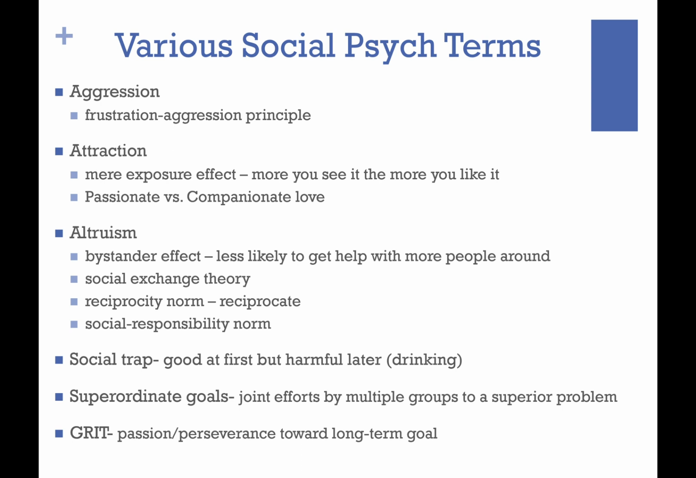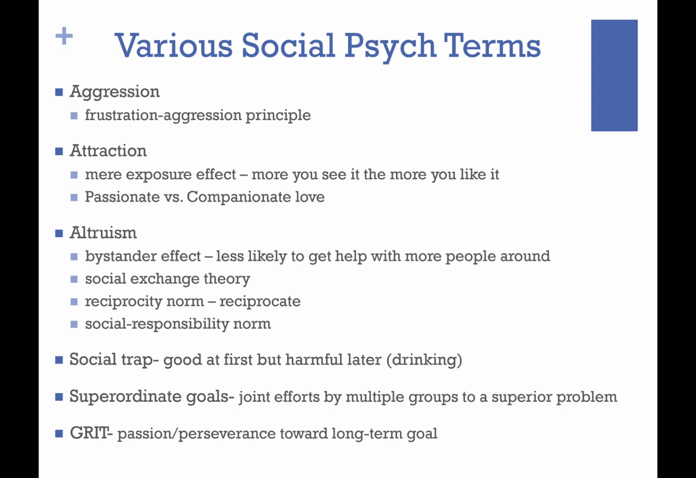Promiscuous sexual behaviors are another example of a social trap. It may be something that as a teenager people participate in certain risky behaviors because they are desirable or pleasurable, but as they progress on, there are negative consequences on the back end. So that's social trap.